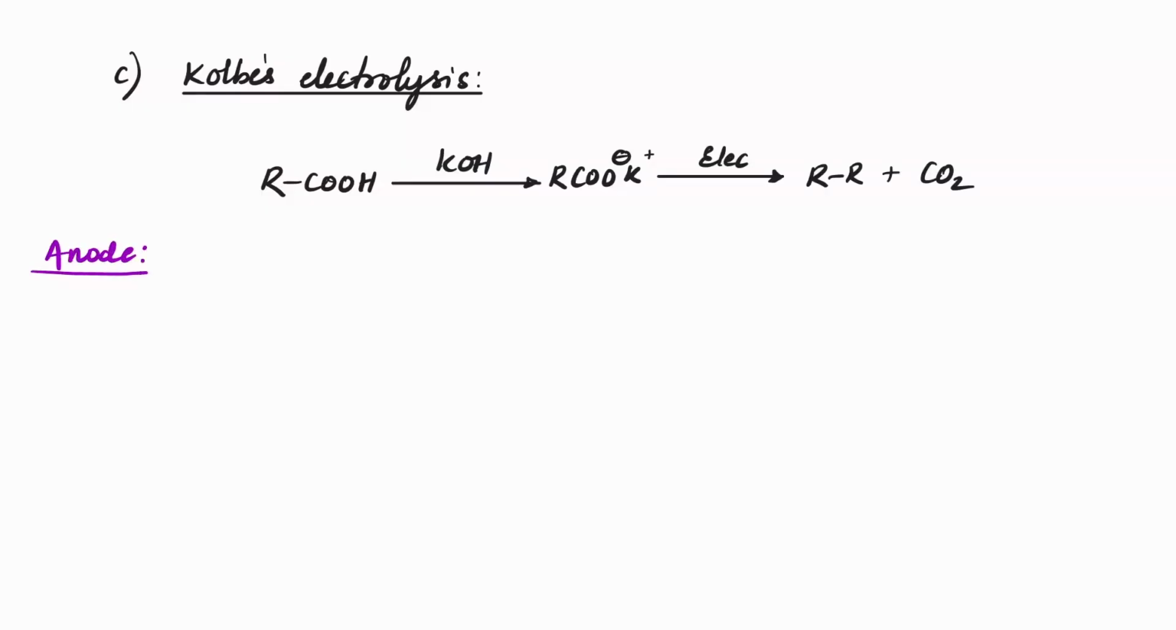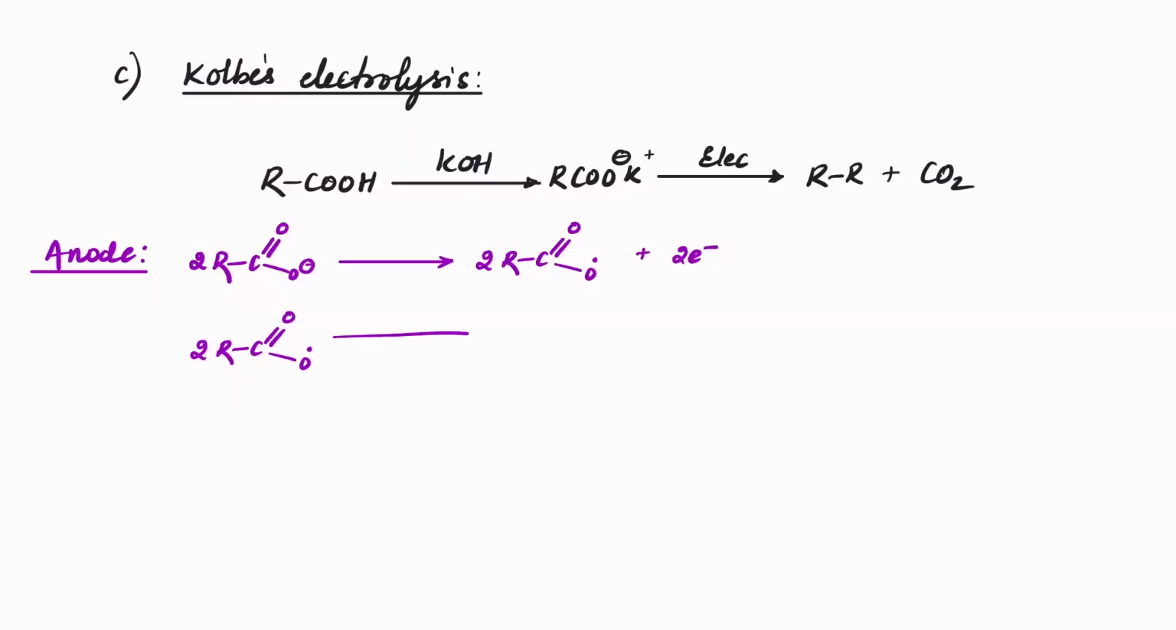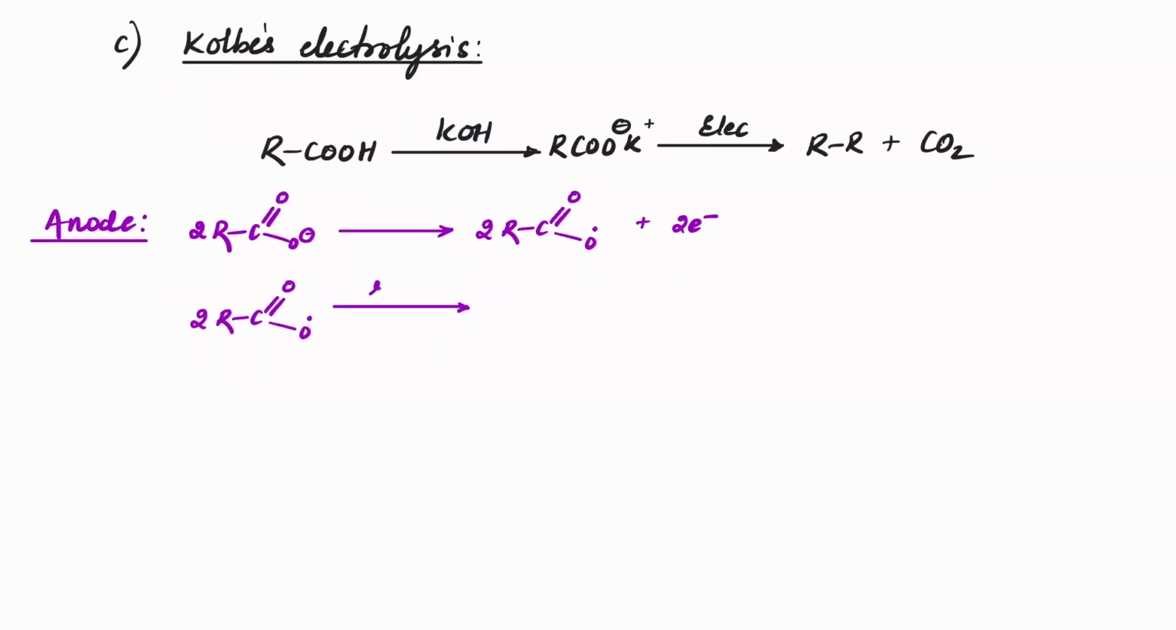So what happens at the anode in electrolysis is we have this carboxylate C double bond O minus. Take 2 moles of it. It will convert into 2 moles of R C double bond O and O dot, a radical form, with 2 electrons released. And this radical form released here will be unstable. So this is the rate determining step here, which will convert into 2 moles of R dot and 2 moles of carbon dioxide.